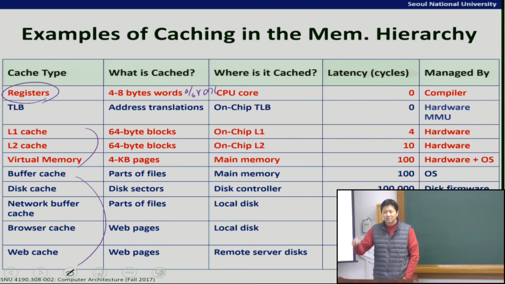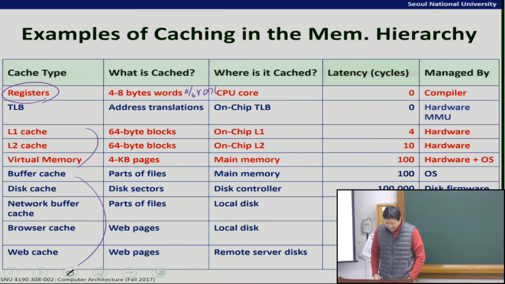0 means that if you place the address, it comes out immediately, right? So it's like a sequential logic, right? Combinational logic, right? And it's managed by the compiler by register location. So that's the register, the top level of the hierarchy.